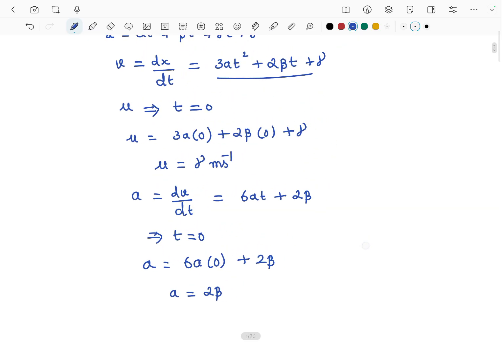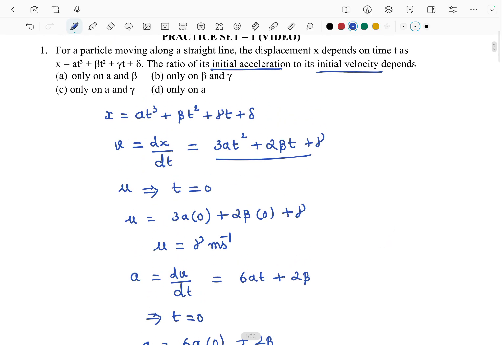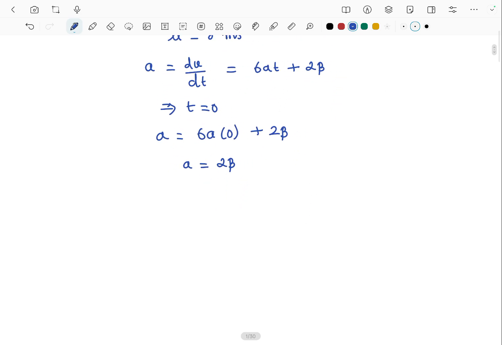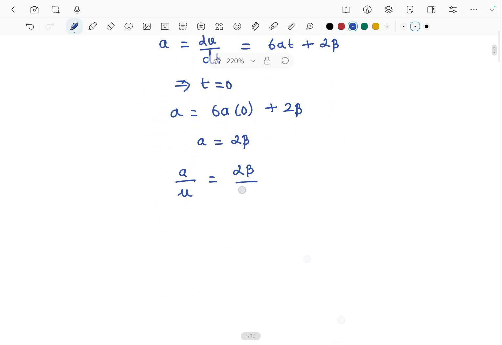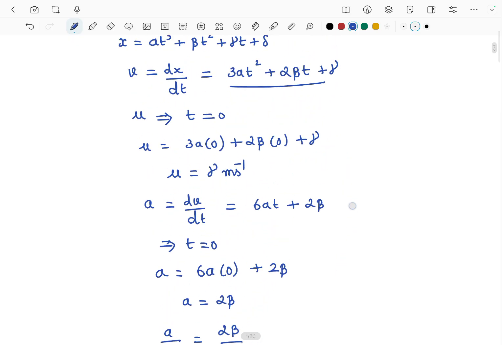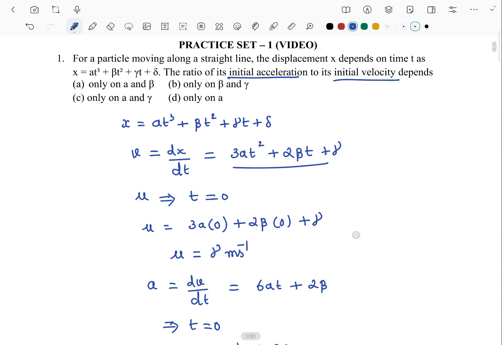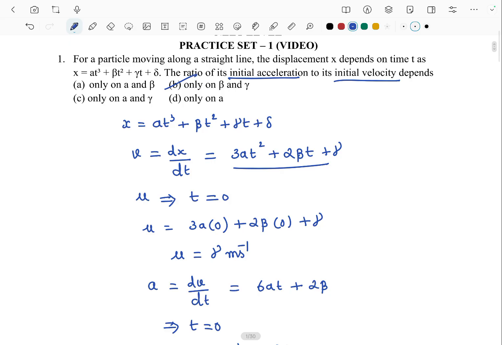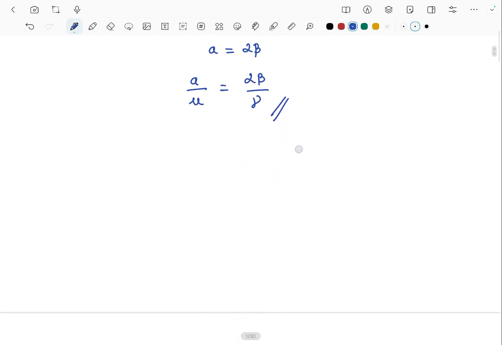We need to get the ratio of initial acceleration to initial velocity, a by u is asked. So we have to find a divided by u. Your a is 2 beta, 2 beta divided by u, and we got u to be gamma. So it should be depending on beta and gamma. Therefore your second option is right. Let's move on to the next question now.